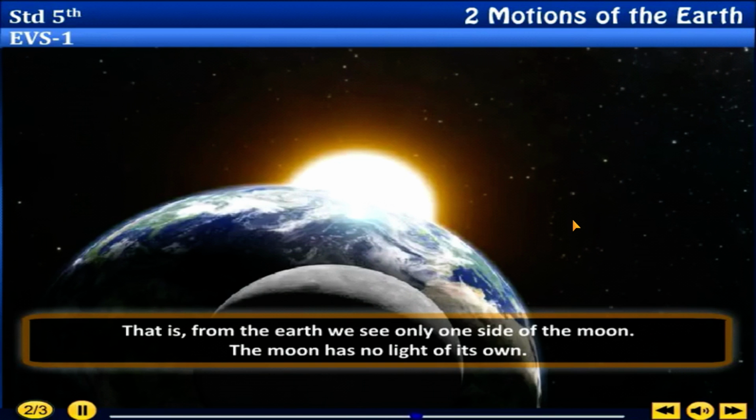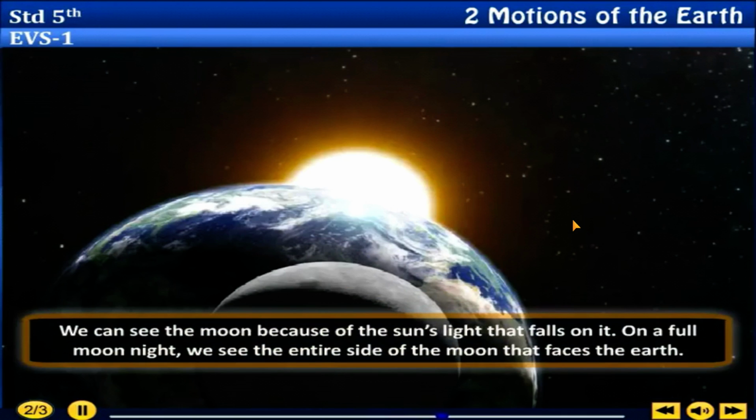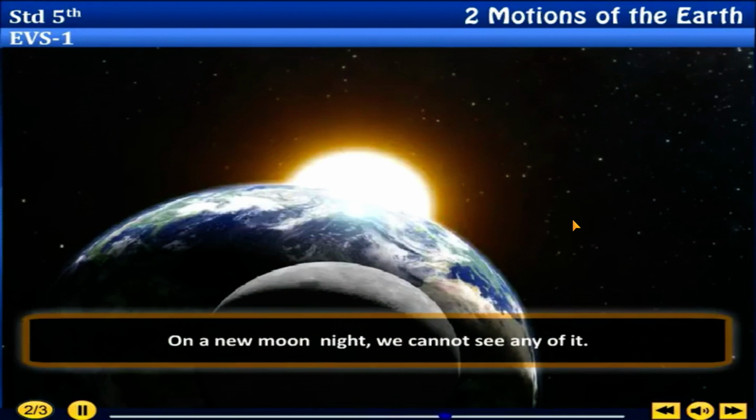The moon has no light of its own. We can see the moon because of the sun's light that falls on it. On a full moon night, we see the entire side of the moon that faces the Earth. On a new moon night, we cannot see any of it.